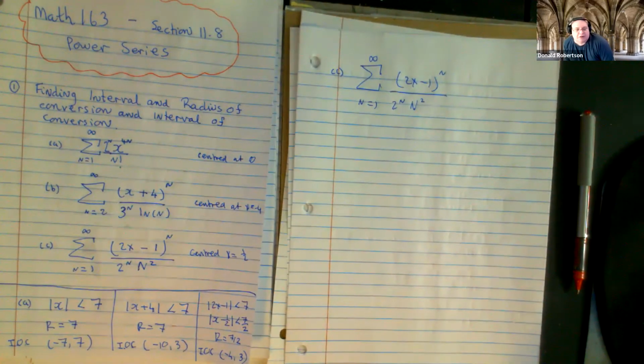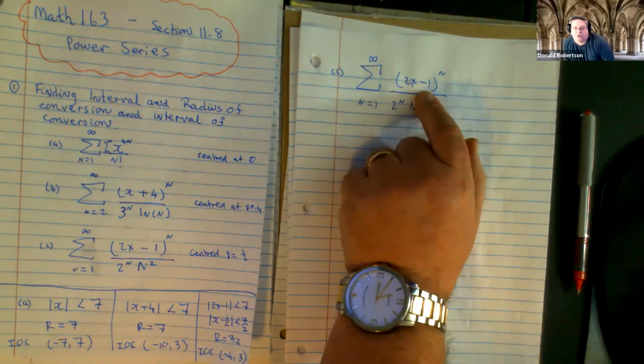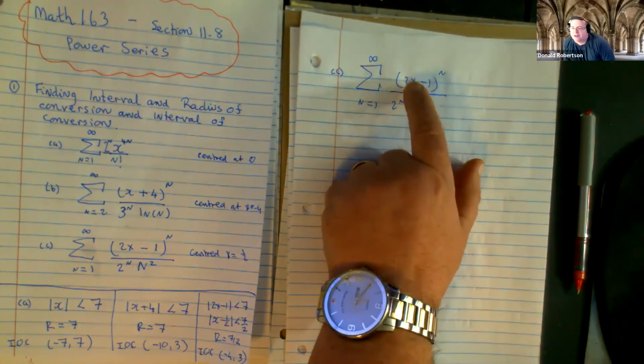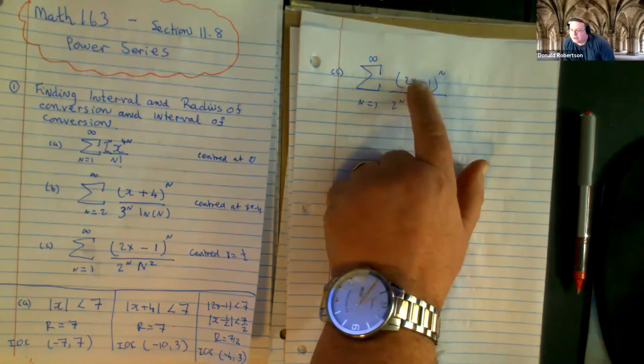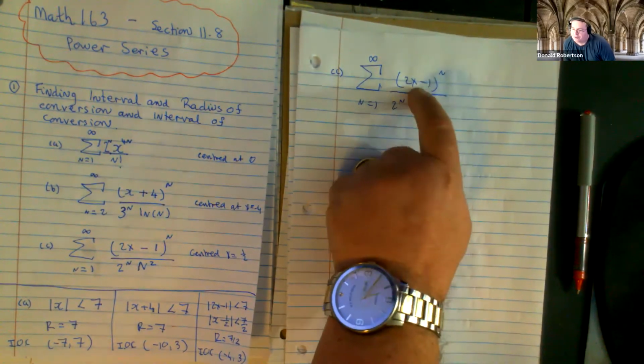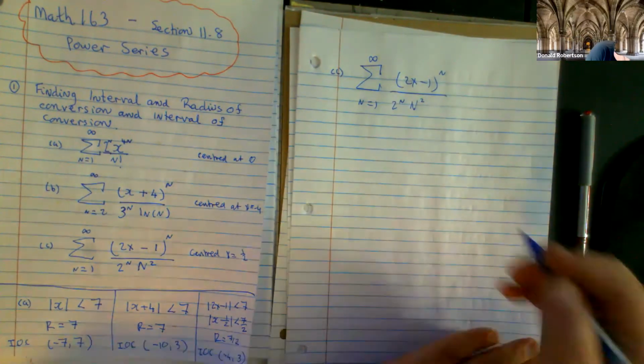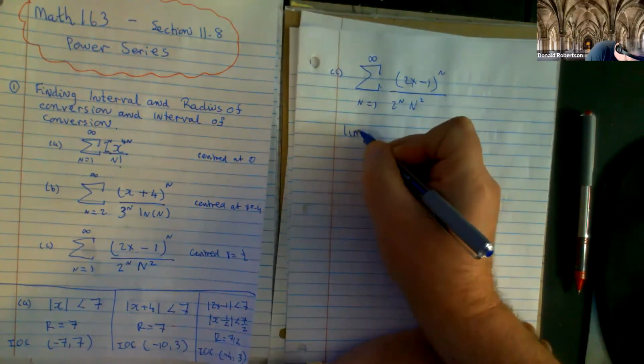What makes this one kind of different from the other two? Do you notice this is 2x minus 1? So if you ever get a 4x plus 7, a 3x minus 10, that kind of look, it's going to be very similar to how I do this one. Right? So we're going to start with the ratio test.